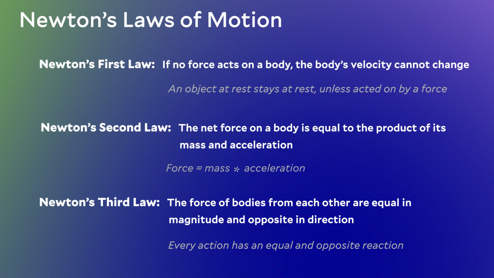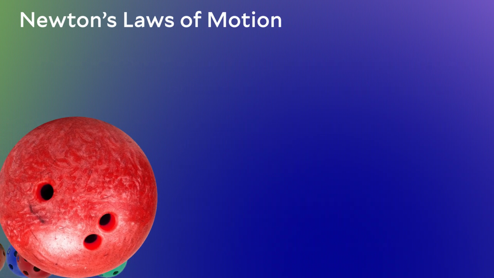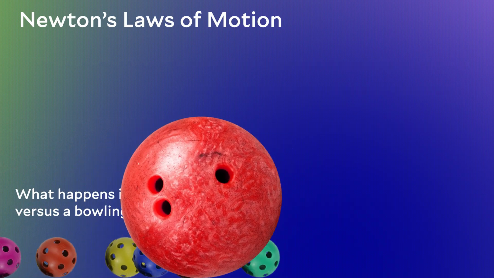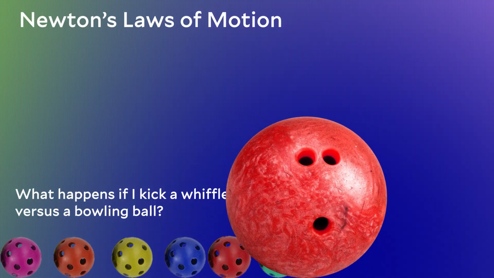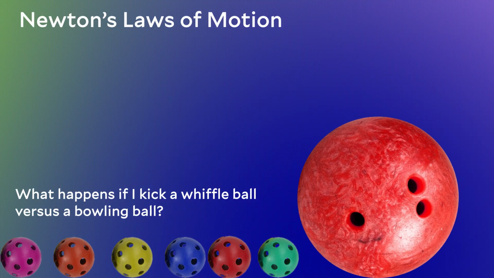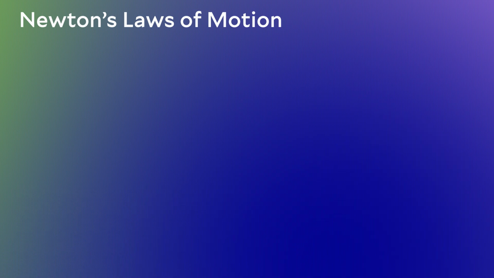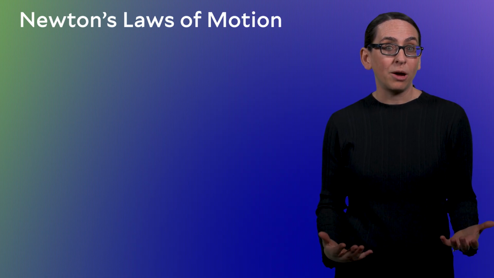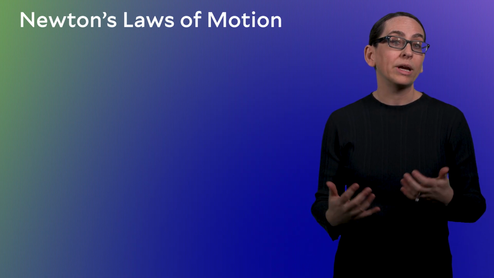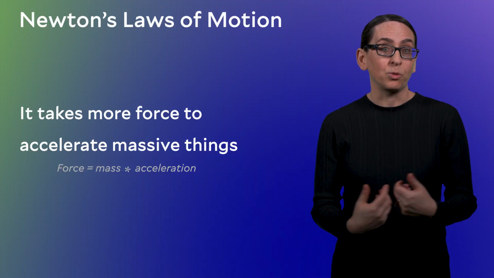Imagine I have a bowling ball and a wiffle ball. The bowling ball is super heavy while the wiffle ball is really light. And if I apply the same amount of force to these two objects, that is, if I kick each of them with the same amount of effort, the results are going to be really different. If I kick the wiffle ball, I might get it moving across the room. If I do the same thing to the bowling ball, it might move a few inches. Another way to say that is, for the same force, a massive object will accelerate less. Or it takes more force to accelerate something that is more massive.